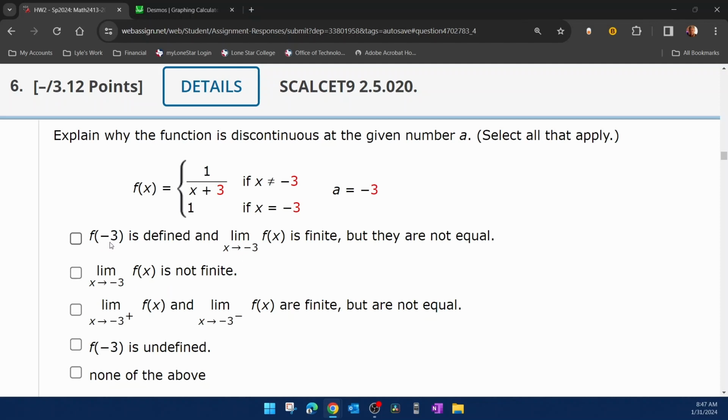So let's look at the first option. F of -3 is defined, that is true, and the limit of the function as x approaches -3 is finite, but they are not equal. So what this means, it means the limit exists, and it's an actual number.